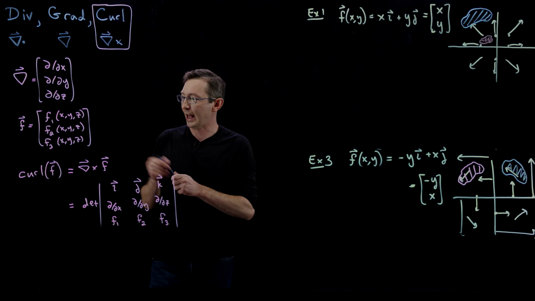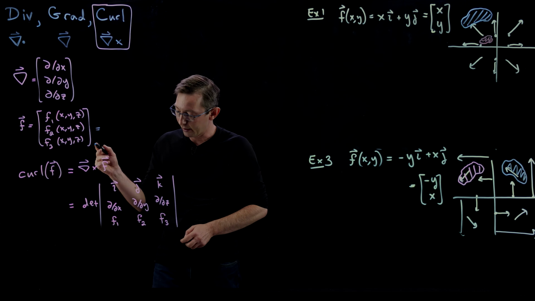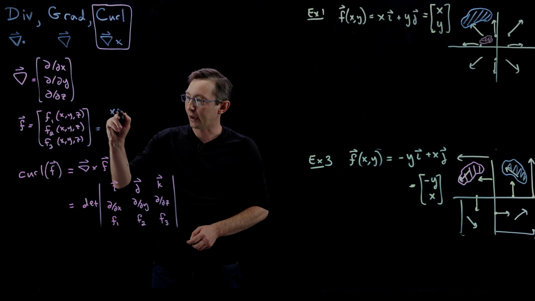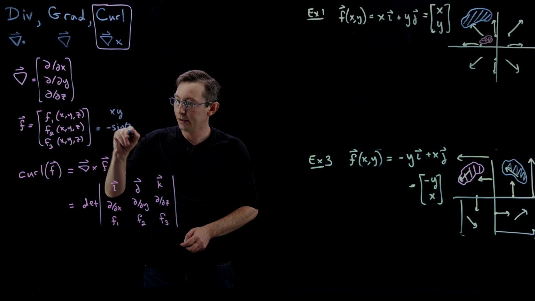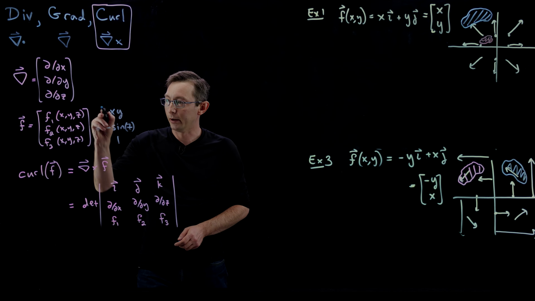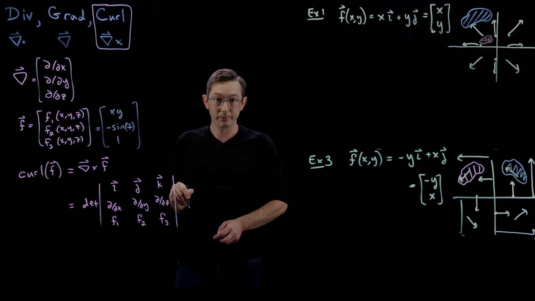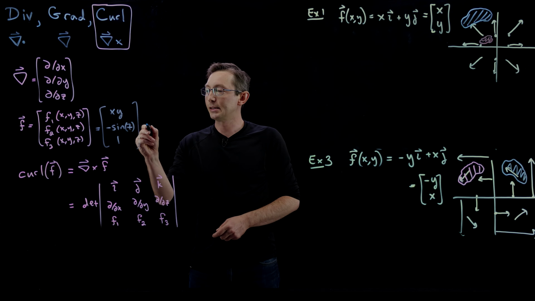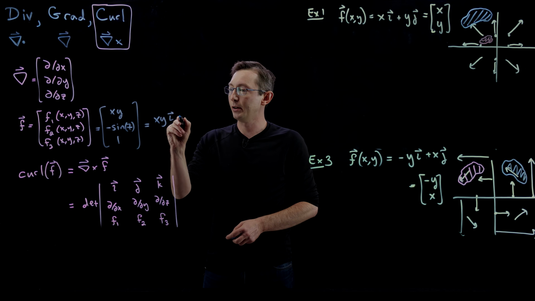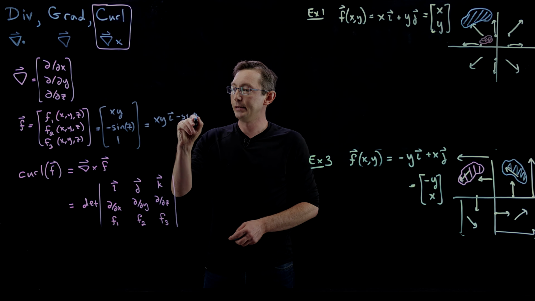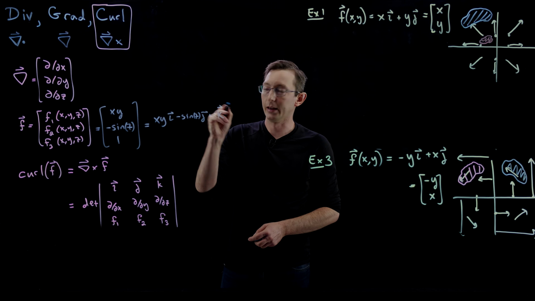Let's say that my function f bar equals, I think I have an example here that I like. Let's say it equals xy, minus sine z, and 1. Okay, so this is my f1, f2, and f3 components. And if you like, you can also write this as xy in the i direction minus sine z in the j direction plus 1 in the k direction.